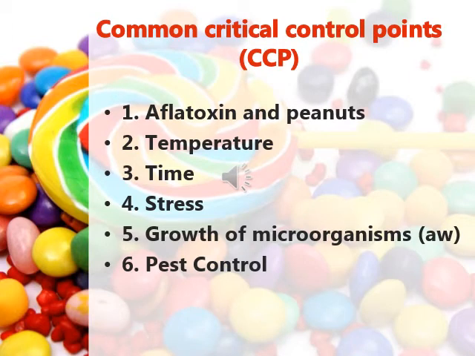Also, there are common critical control points, such as: Number 1. Aflatoxin and peanuts. 2. Temperature. 3. Time. 4. Stress. 5. Growth of microorganisms related to water activity. 6. Pest control.